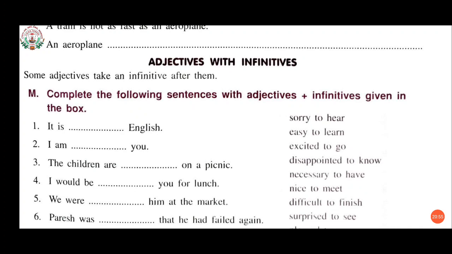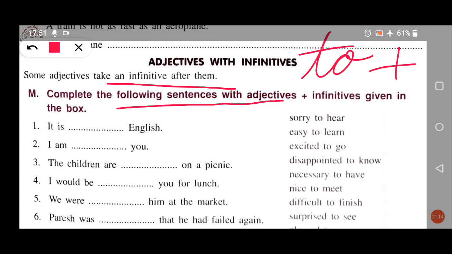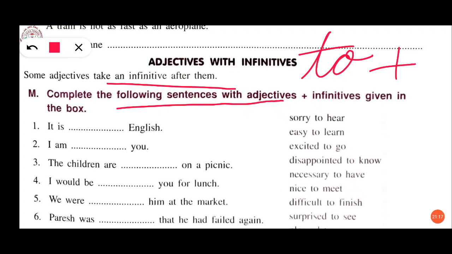Now see the next topic, adjectives with infinitive. Adjectives with infinitive means some adjectives take an infinitive after them. It means complete the following with adjectives plus infinitives, and with that we have to use some words. Like first, M1: complete the following sentences with adjectives plus infinitives given in the box. So first see, it is dash English. So we have to use the options given here in the blanks.